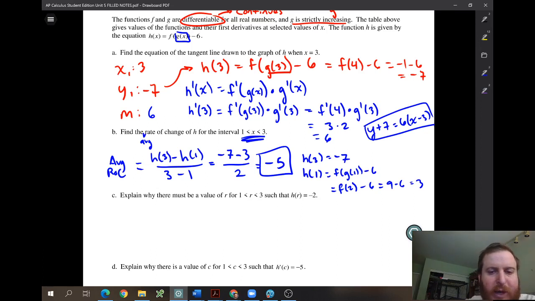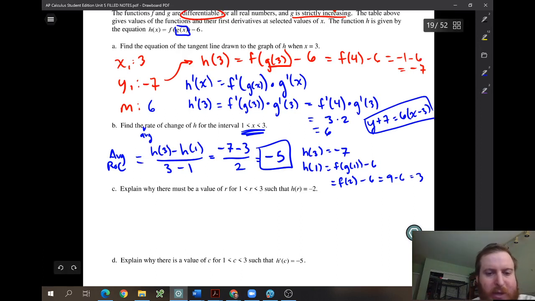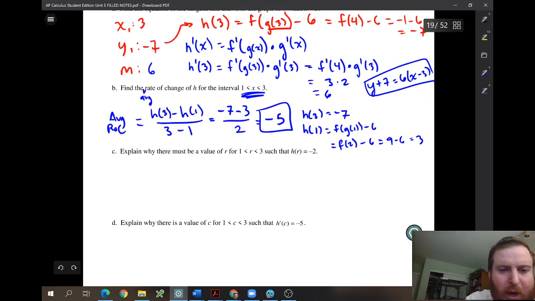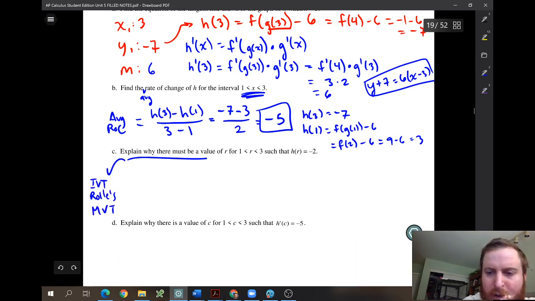Next, explain why there must be a value of r for 1 less than r less than 3, such that h of r equals negative 2. So explain why there must be. Immediately we're thinking IVT, we're thinking Rolle's, or we're thinking MVT. And we want to look at what they ask us. They want h of r equal to negative 2. Not h prime, but h of r. When we see h of r, we're thinking IVT, right?